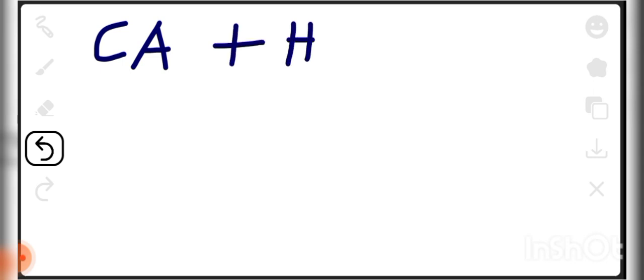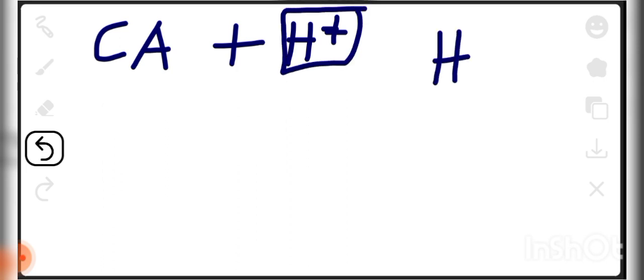What we do to get a conjugate acid, what you do, you add H plus to the compound. That's what you do. Not add H, but what? H plus. There's a difference between H and H plus. H is just an atom of hydrogen, but H plus is an ion, hydrogen ion. So take note of that. H plus is hydrogen ion.